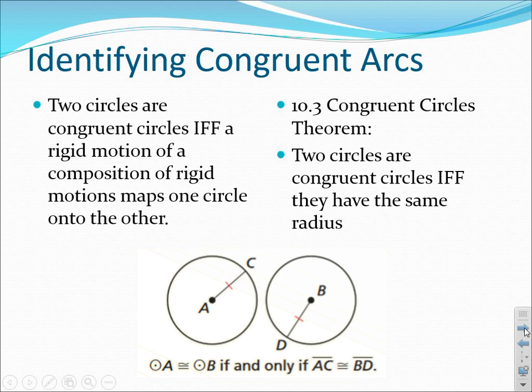Theorem 10.3 says two circles are congruent circles if and only if they have the same radius, which hopefully makes sense, because if the radii are the same, I should have the exact same size circles. Here in this picture, AC is marked congruent to BD, so I know that circle A is congruent to circle B. Again, I hope that's pretty straightforward, but if you have questions, we can certainly go over that tomorrow.